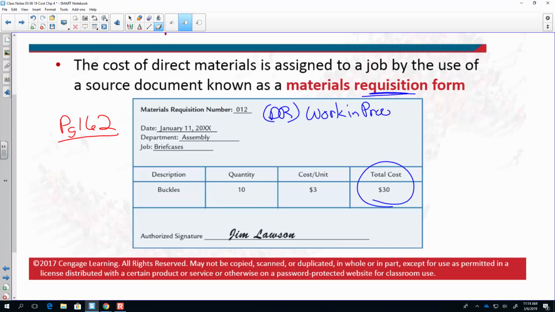So material requisition by job number for $30 is debited, right? What is the credit then? Where is it coming out of? Raw material. That's when it's coming out of the raw materials inventory.